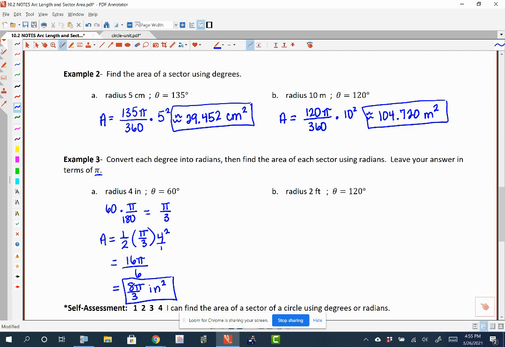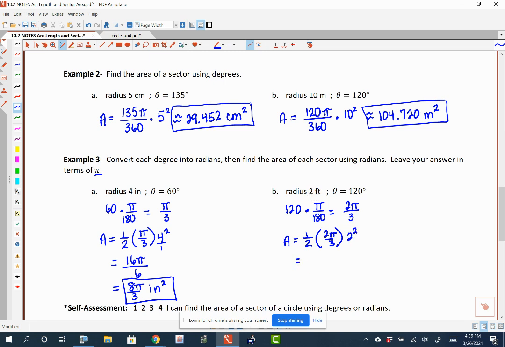Let's try that again on B. 120 degrees, if I didn't have my unit circle handy, can be converted into radians by multiplying by pi over 180. So we end up with 120 over 180, and both of those, I believe, are divisible by 60. So we end up with 2 pi over 3 as our radian, and our area can be found of this sector by taking 1/2 of that radian times the radius squared, and our radius this time is a 2 squared.